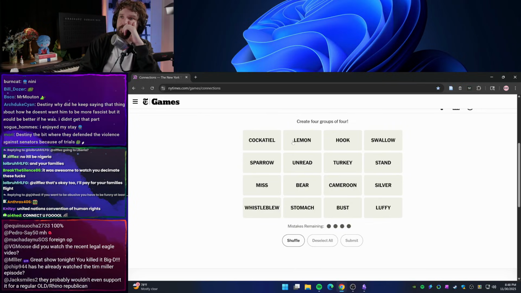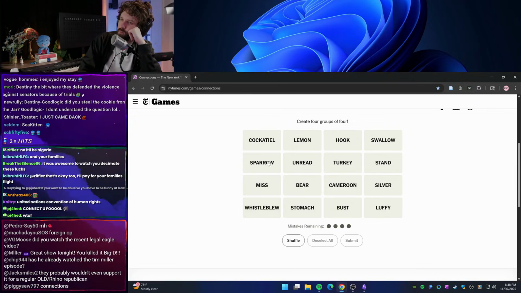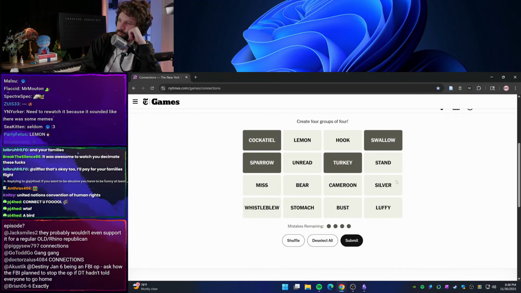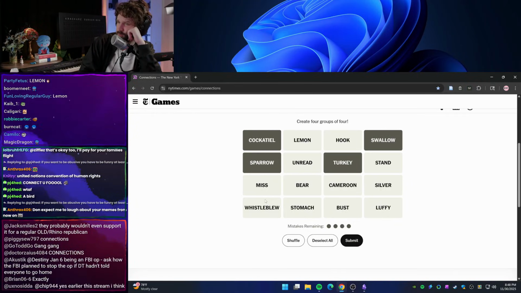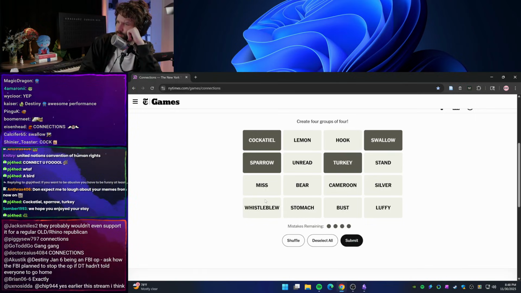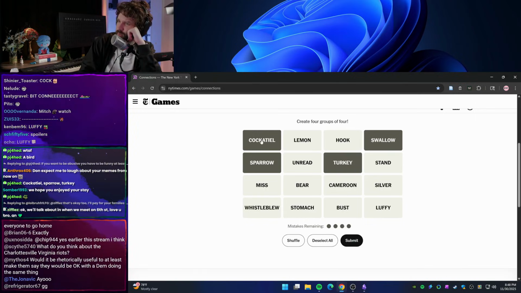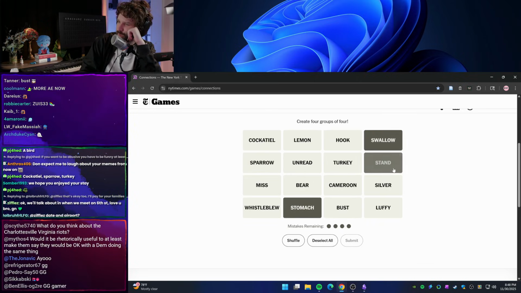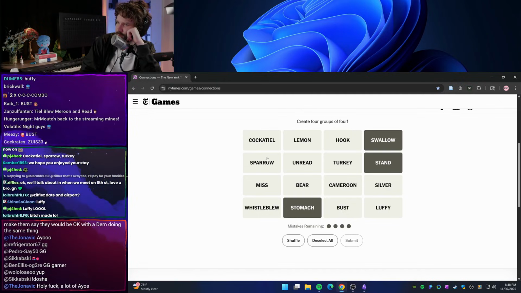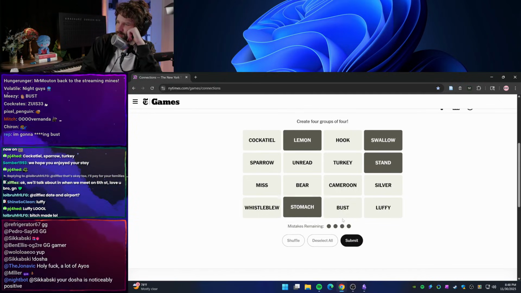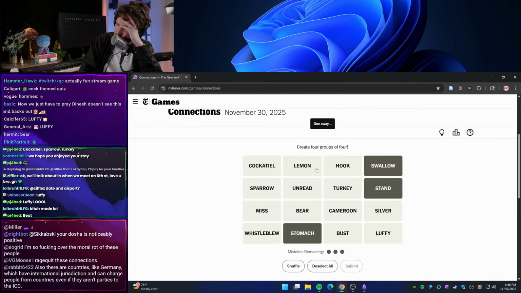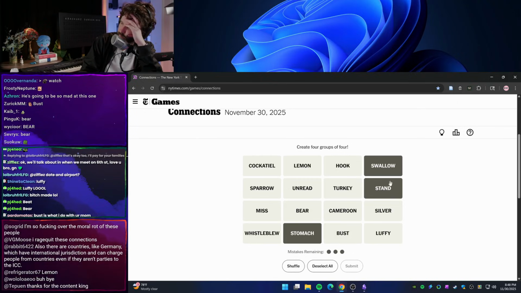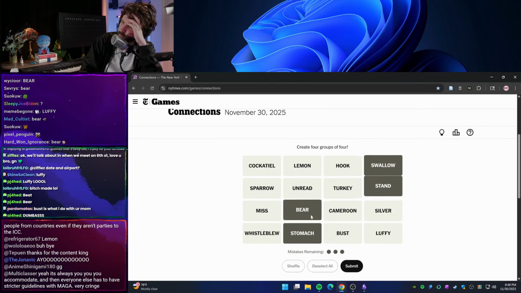Cockatiel, lemon, hook, swallow, sparrow. Oh, this is a bait for birds. Unread, turkey, stand, miss, bear, Cameroon, silver, whistle, blue, stomach, bust, luffy. Okay, so this is the bait thing. But it's actually like, this is a hard pill to swallow. I can't stomach this. I can't stand this. And that's a lemon, maybe? Fuck, it's going to be one off. Oh no, cockatiel, hook, silver, Cameroon. This is a bust. I can't stand this. I can't bear it.